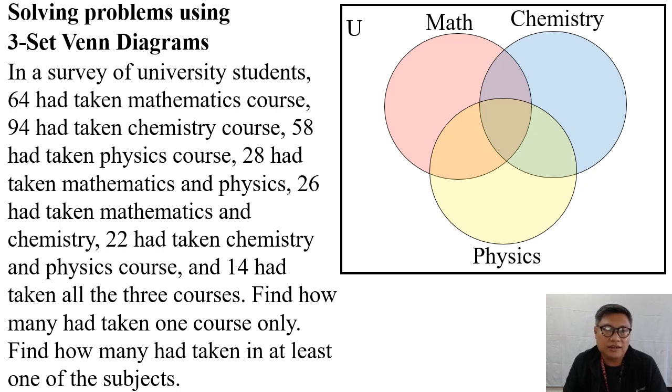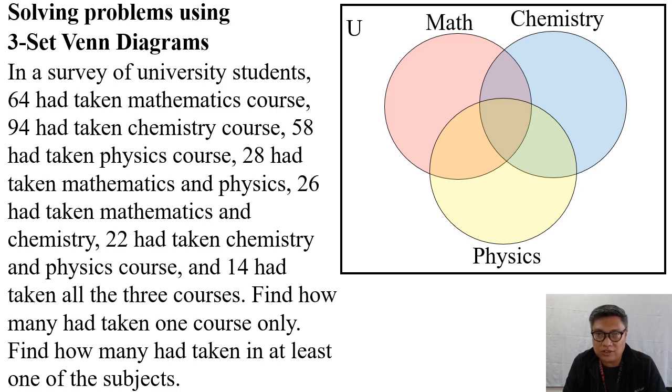So in this case, in a survey of university students, 64 had taken mathematics course, 94 had taken chemistry course, 58 had taken physics course, 28 had taken mathematics and physics, 26 had taken mathematics and chemistry, 22 had taken chemistry and physics courses, and 14 had taken all the three courses. Then we have these questions. Find how many had taken one course only, and find out how many had taken at least one of the subjects.